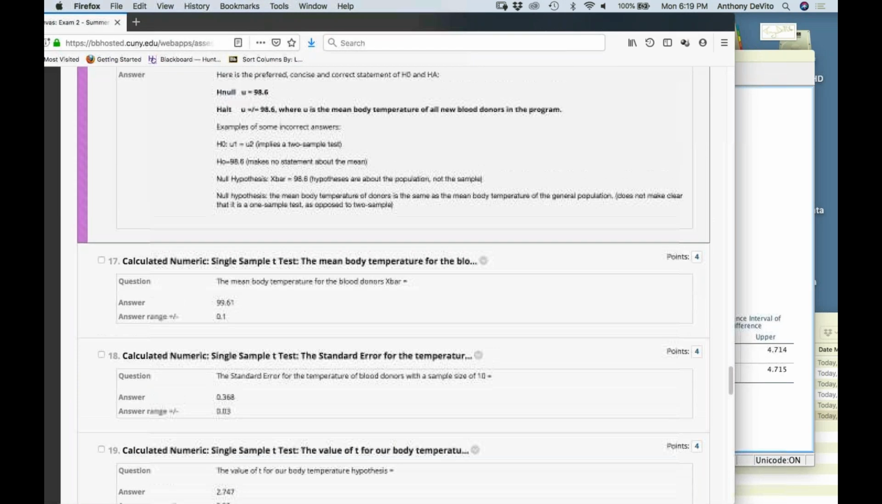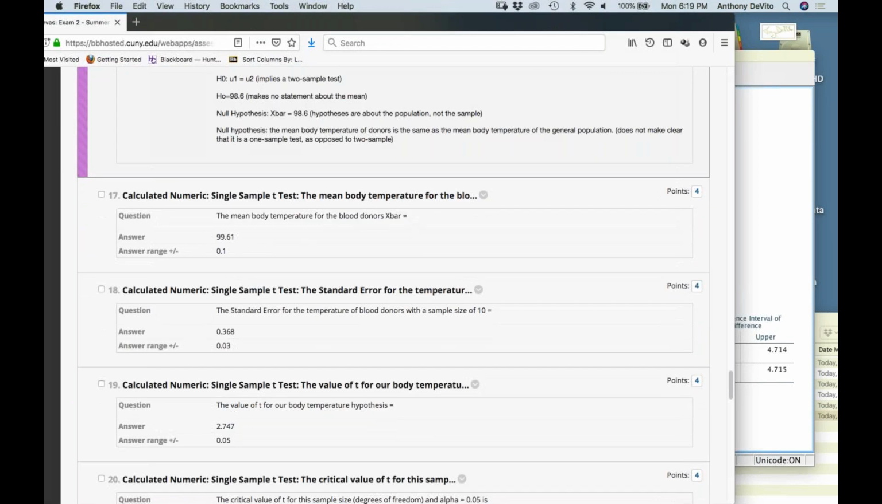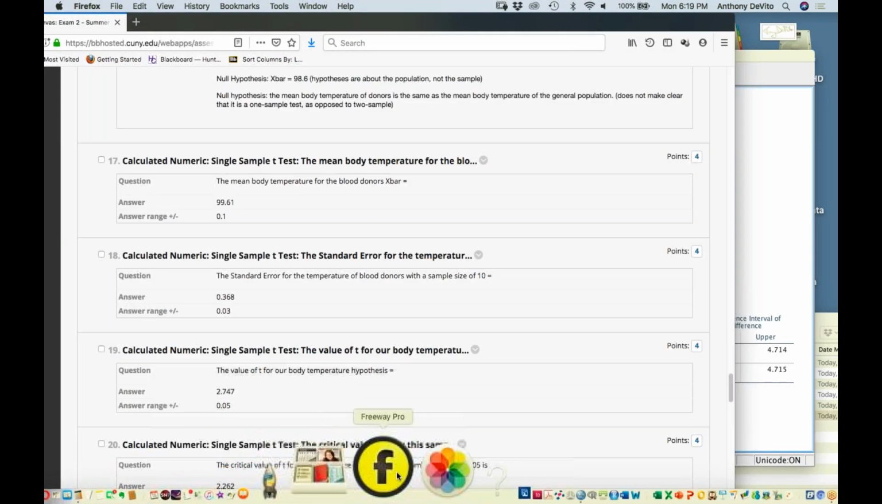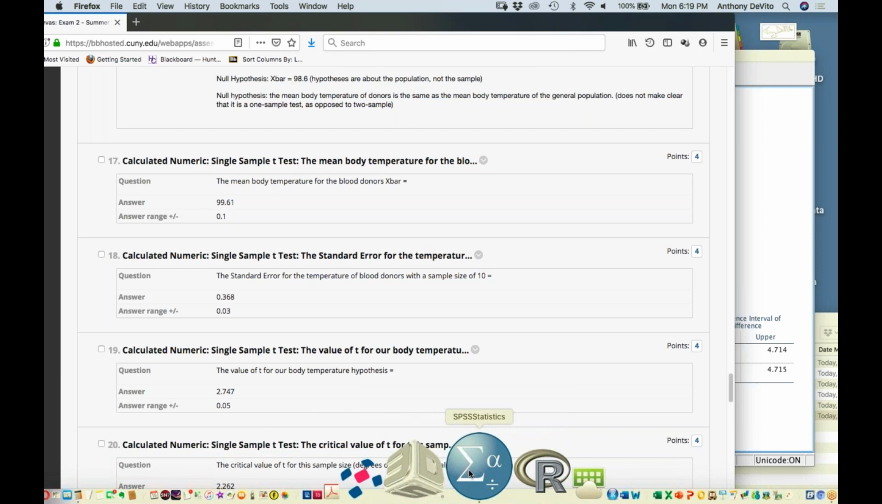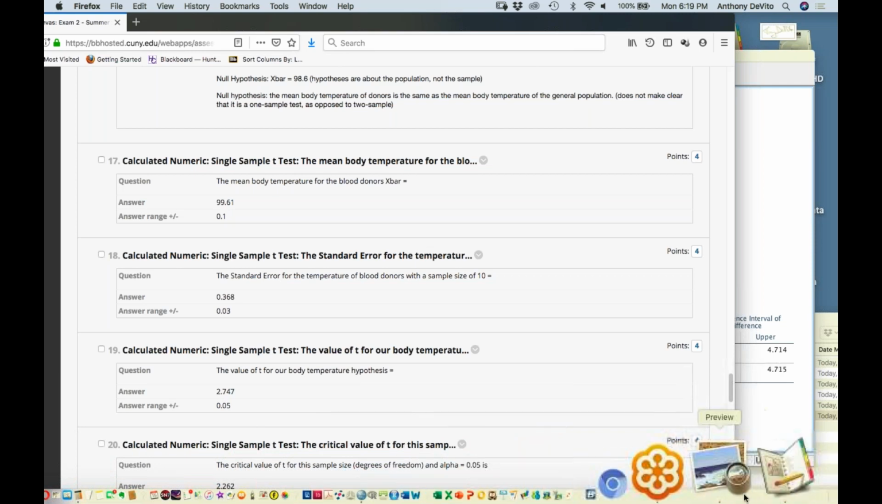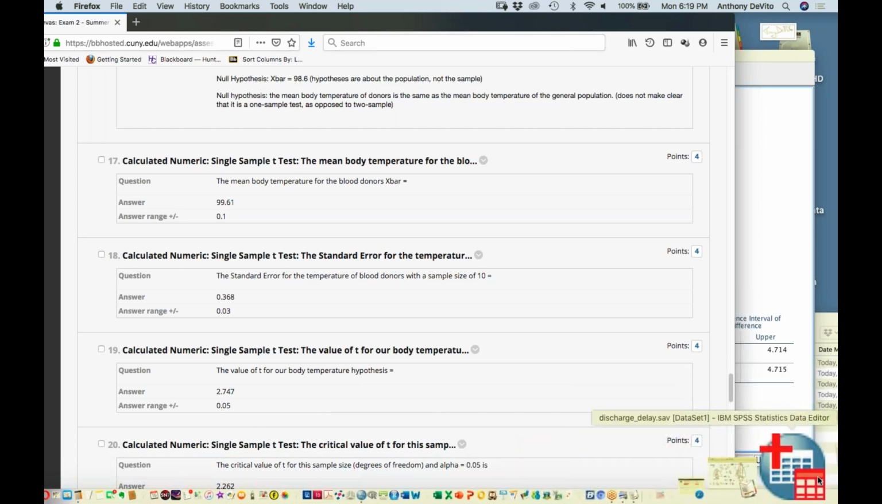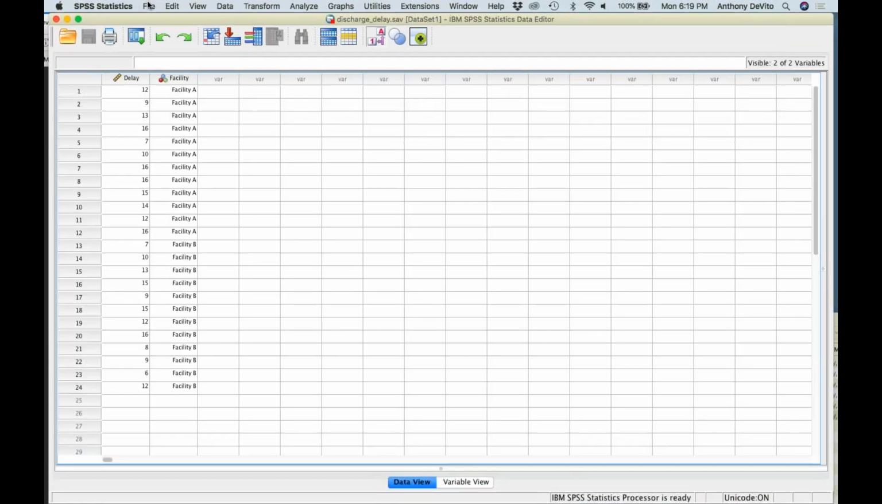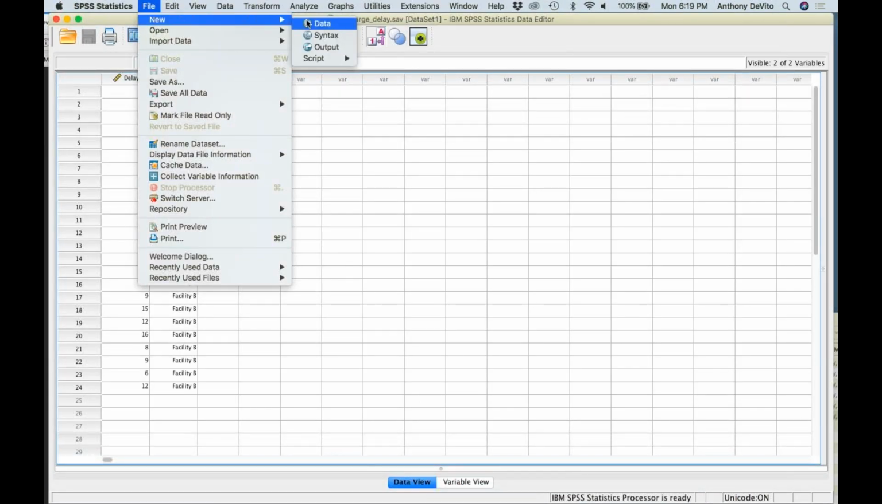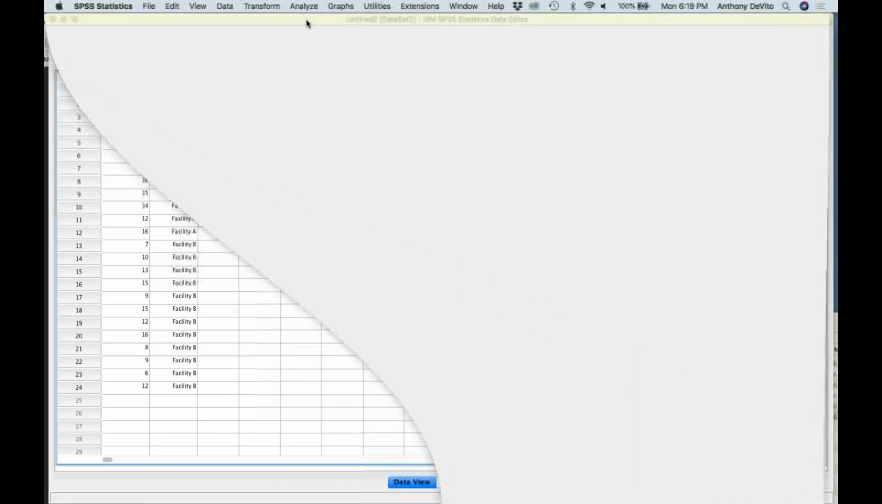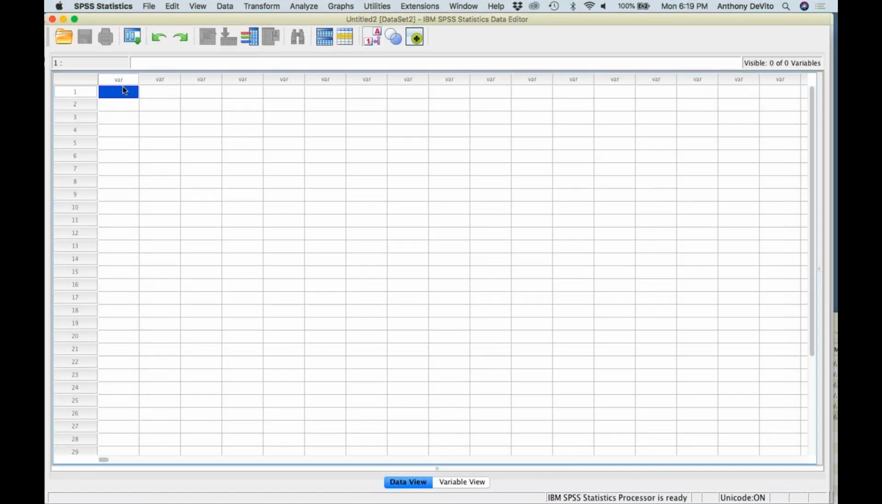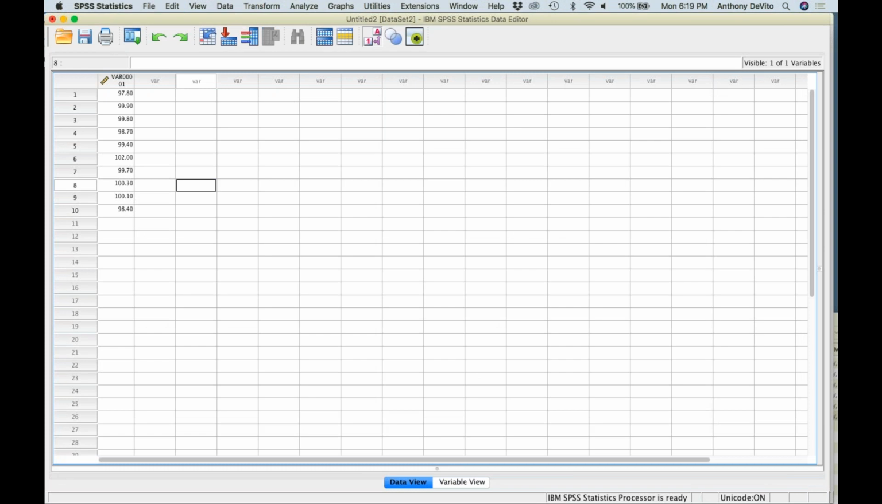Okay, so that shouldn't have been tricky, I don't think. So let's actually go ahead and do this. Let's see if I still got SPSS open. Well, yeah, I do. Okay. I'm going to create a new file in SPSS. And I'm going to just click in there and say Control V. And there's all the numbers. All I did was click in the first one and say Control V, and it dropped them in there. You can do the same thing from Excel too.